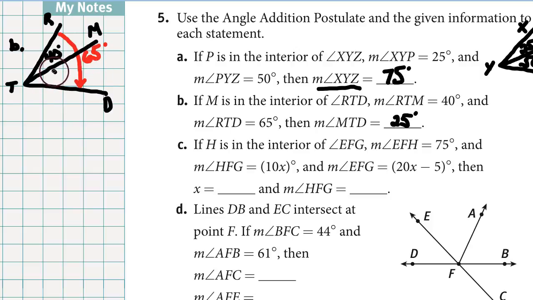We're asked for this missing piece here. So 40 plus what number makes 65? And that answer is 25.